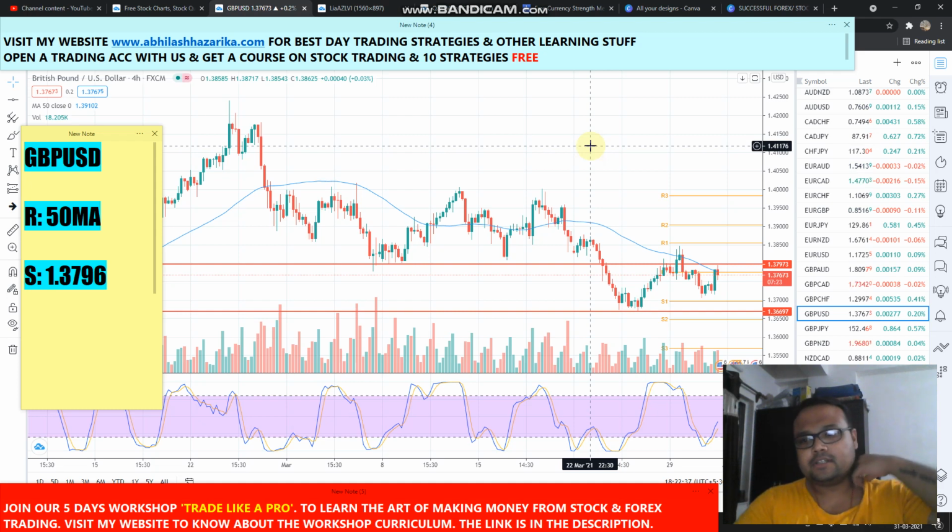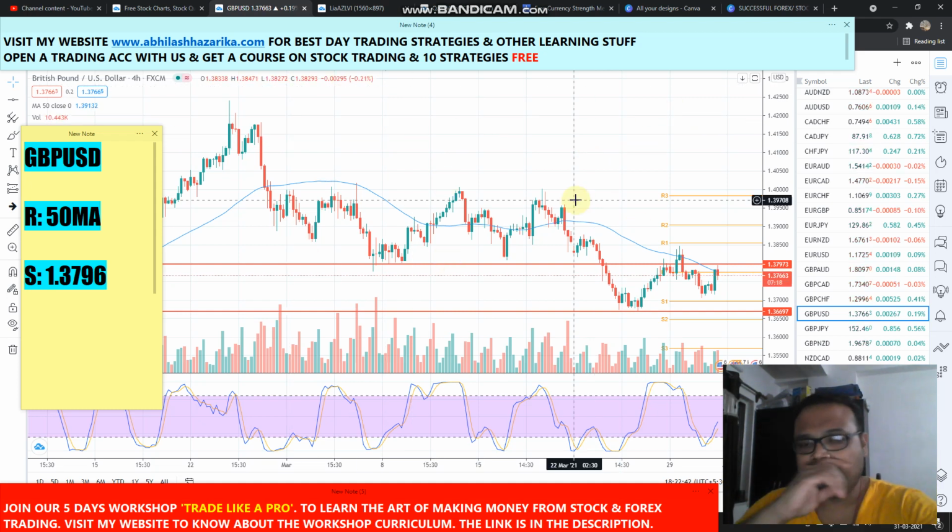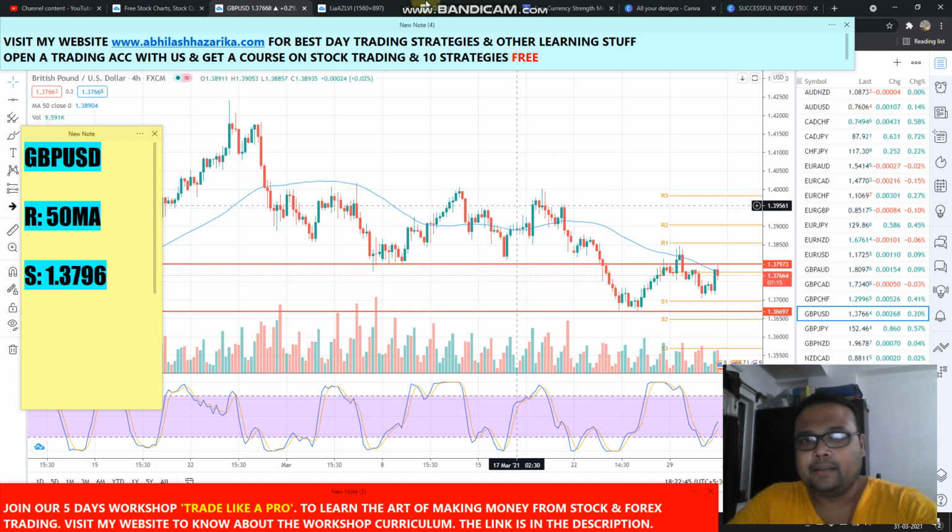So this is the chart of GBP USD, and as you can see, I have drawn two lines here. Let me take you to the weekly time frame.